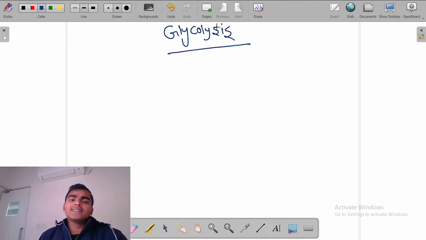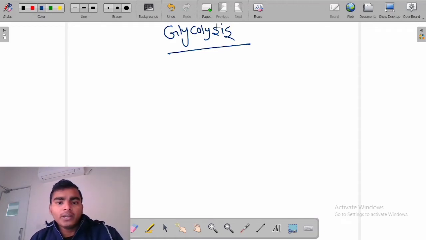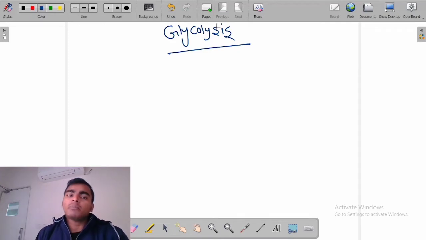First of all, you need to understand what glycolysis is. Glycolysis is a metabolic reaction in which one glucose molecule is converted into two pyruvate molecules. You know very well that glucose is a 6-carbon hexose sugar. If it is broken down, there is production of two molecules of 3-carbon compound, that is pyruvate. So one glucose molecule can be broken down into two molecules of pyruvate.